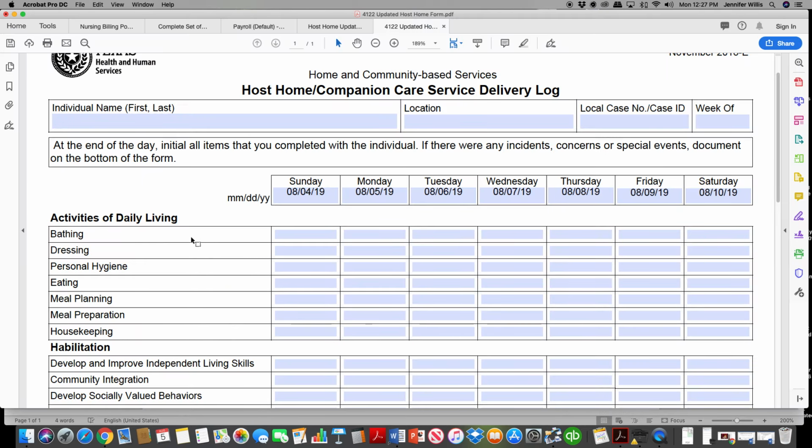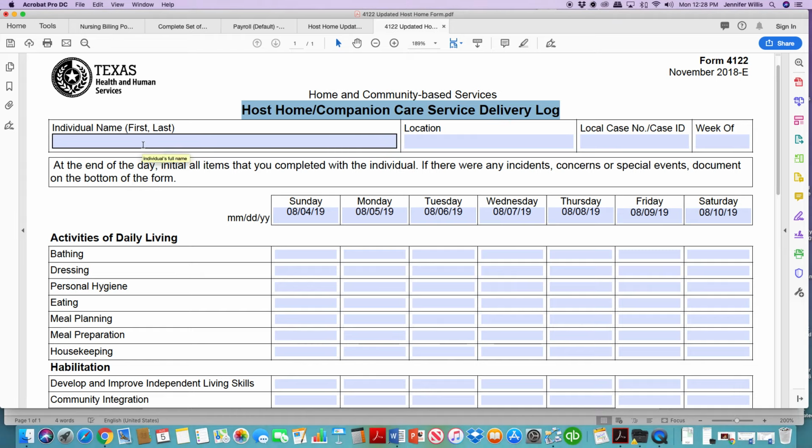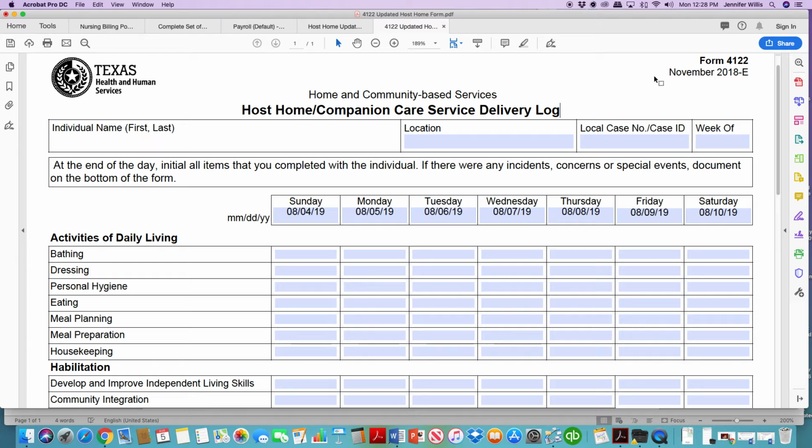The form that we are referring to is form number 4122 from HHSC, and this is for individuals in the home and community based services program receiving host home care services. So, this is our host home service delivery log. This form is very similar to the previous form that we were filling out, but it has been updated since November of 2018 and is effective now in the 8th month of 2019.